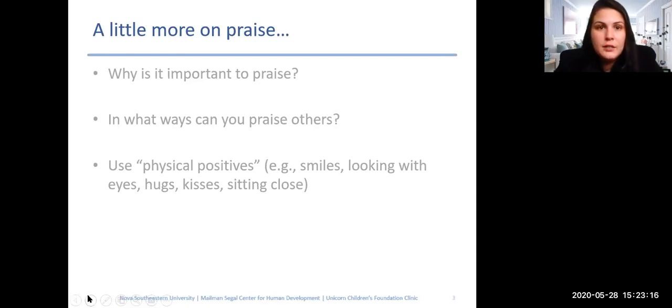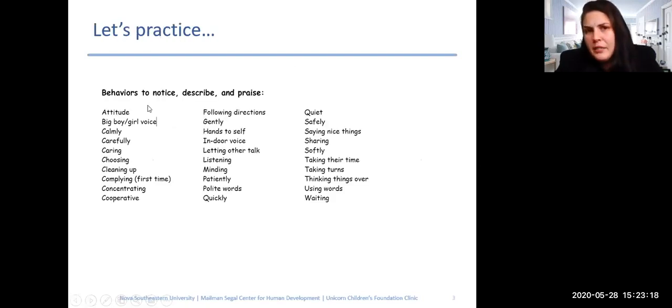I think I have a slide. I know it says let's practice, but I just want you to take a look at all the behaviors to notice and describe and praise. So just to take a few in consideration, we can notice that a child is doing something quickly, like, thank you for picking up your work quickly, right?